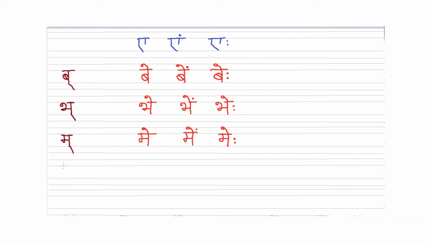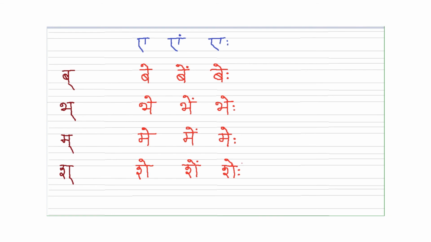And now I'm going to take Sha, Shankara Sha. And it would be the antler and the extra vertical line. She, shame, shehe.